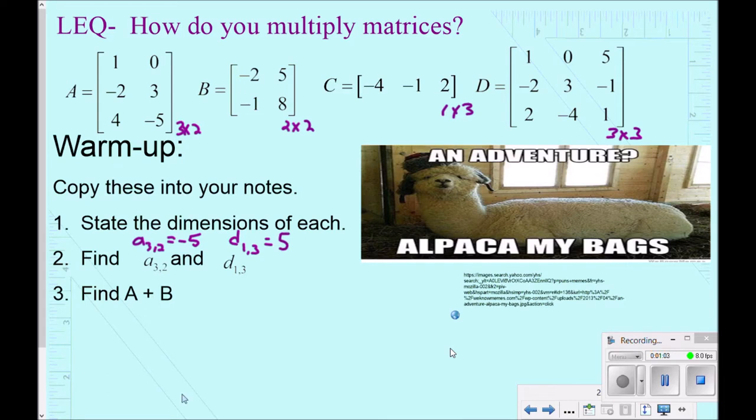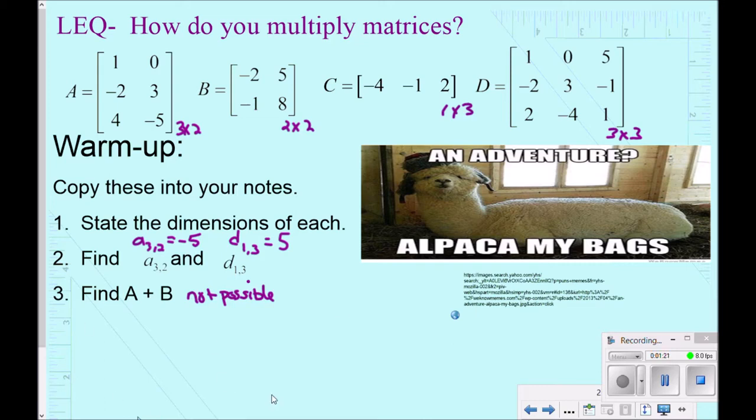A plus B. Well, looking at A, it's a 3 by 2, and B is a 2 by 2. So I see that they do not have the same dimensions, which means A plus B is not possible. Okay.